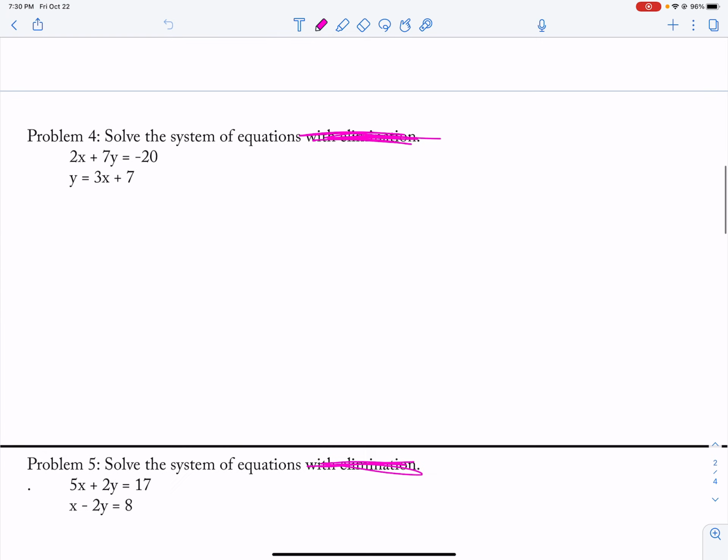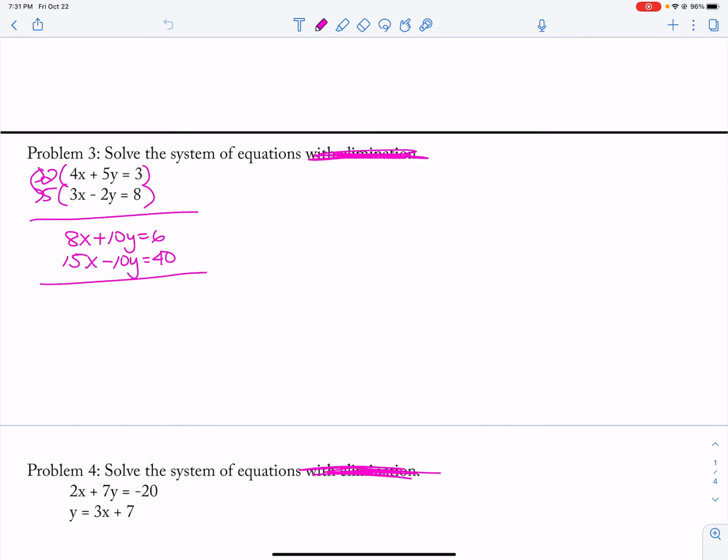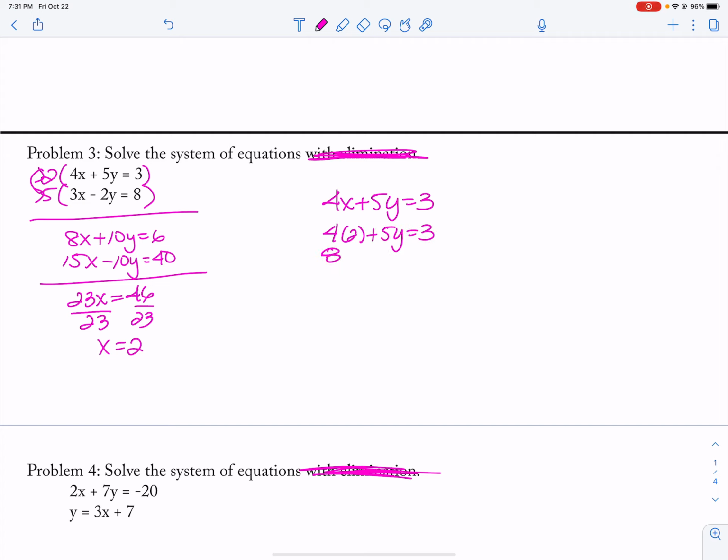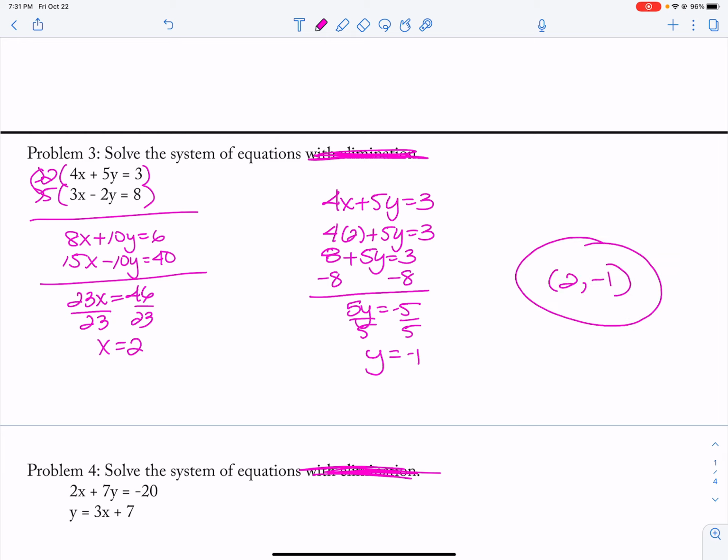Okay, so going backwards. Okay, here we go. So this is 23x is equal to 46. Divide both sides by 23, and I get x is equal to 2. So now I have 4x plus 5y is equal to 3. So 4 times 2 plus 5y is equal to 3. So 8 plus 5y is equal to 3. Subtract both sides by 8, and I get 5y is equal to -5. Divide by 5, and I get y is equal to -1. So my coordinate point is 2, -1.